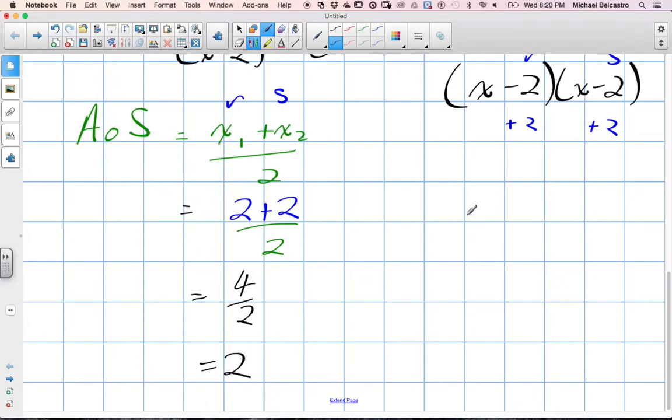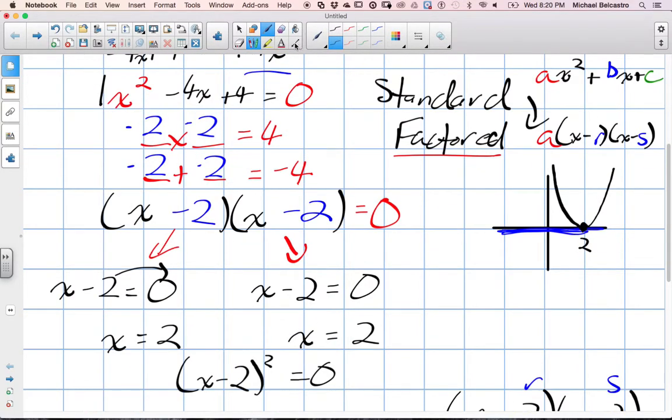The axis of symmetry is actually the x value of the vertex. So we know that it's 2, and that makes sense because we just talked about how our only x-intercept is where the vertex is. So that's where the line cuts through the middle. If the numbers were different, you would have had a different value.